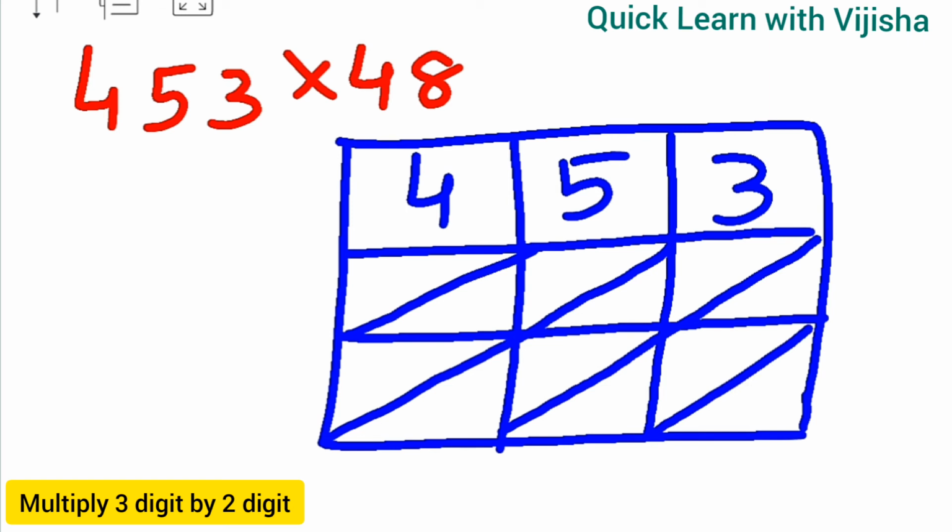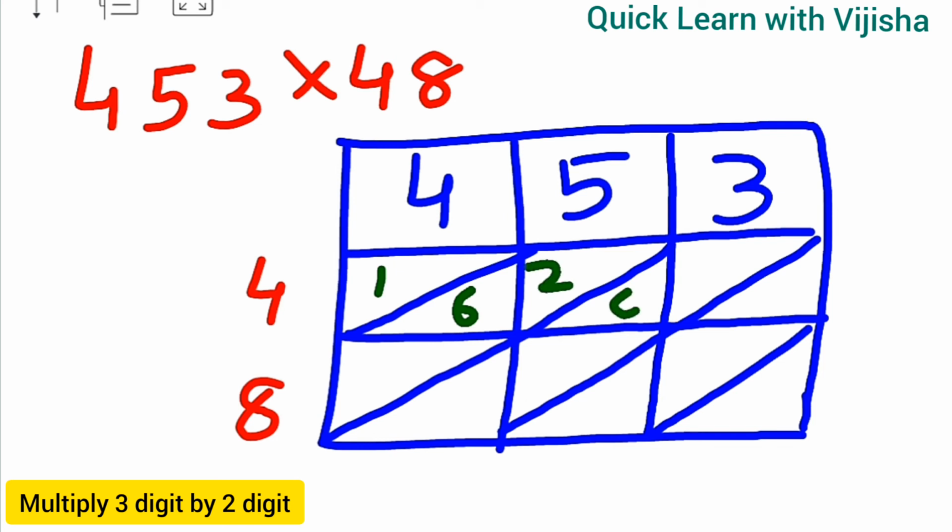Understanding? Now what is the next number in this? It is 48. Means 453 we have to multiply by 48. We'll see how to do this. 4 4s are will 16. So I have written 1 in one box and 6 in another box. Same way for 4 5s are 20 and 4 3s are 12.